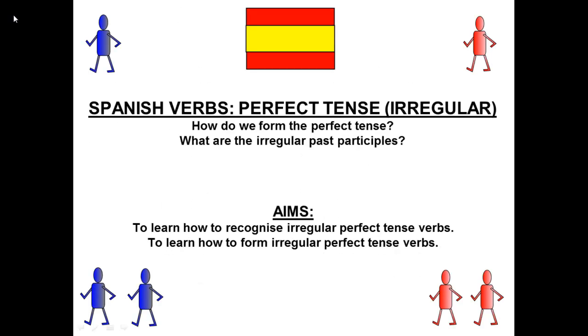Today we've looked at Spanish verbs in the perfect tense with a focus on irregular verbs. We've asked ourselves some important questions. How do we form the perfect tense? And we've recapped it. And we've also asked ourselves, what are the irregular past participles? Our aims have been to learn how to recognise irregular perfect tense verbs and to learn how to form irregular perfect tense verbs with a focus on those irregular past participles.